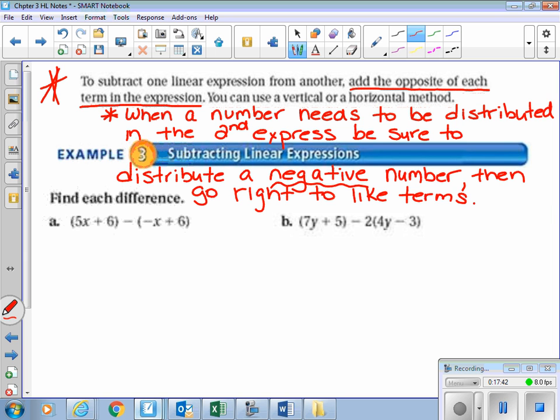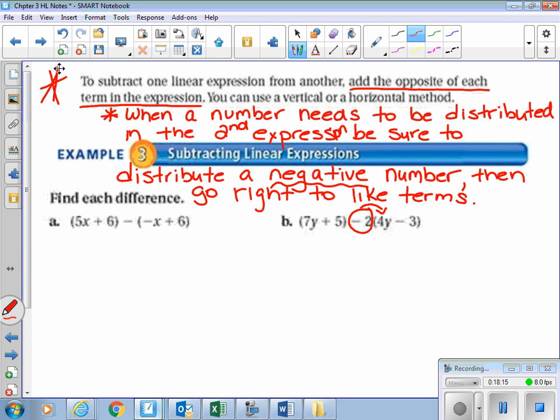One thing we need to pay attention to here is what I added on. It says when a number needs to be distributed in the second expression, sorry, I just left off the "in" there. In the second expression, be sure to distribute a negative number. Then go right to your like terms. So that applies right here, where we see this negative 2 on the outside here. We're going to distribute a negative 2 to each of these terms, and then we can go right to our like terms.